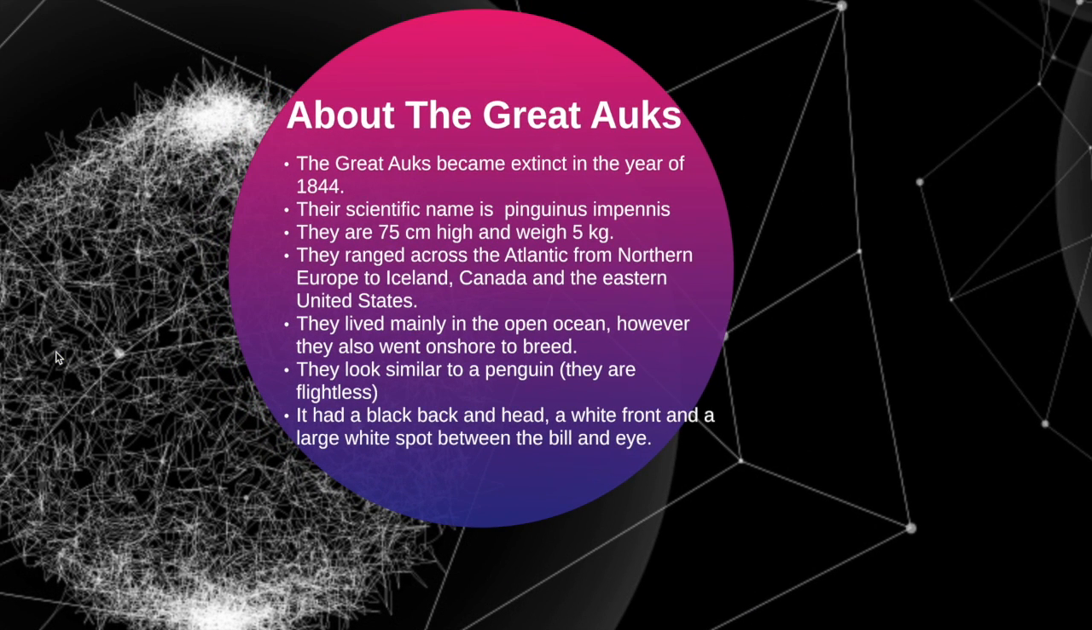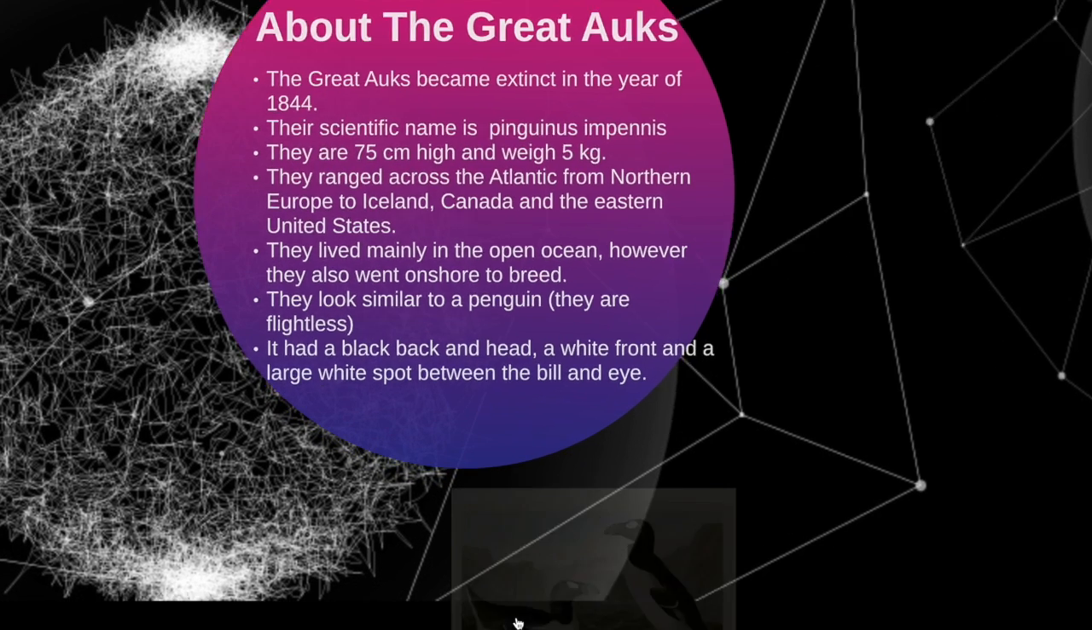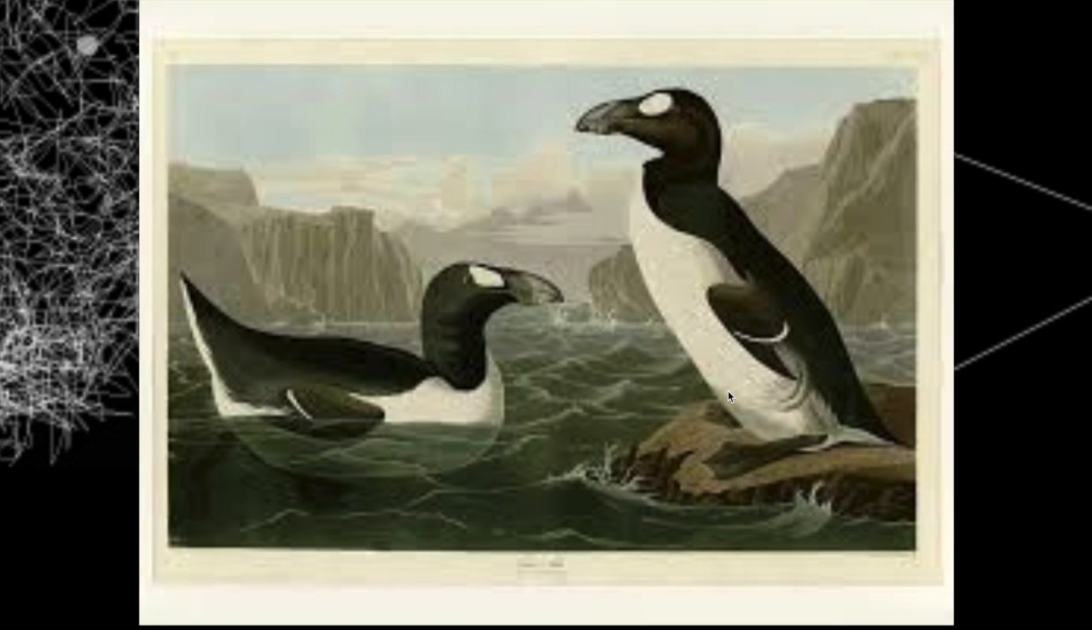They lived mainly in the open ocean, however, they also went on shore to breed. They look very similar to a penguin, and they are also flightless. It had a black back and head, a white front, and a large white spot between the bill and eye. So this is how they looked.